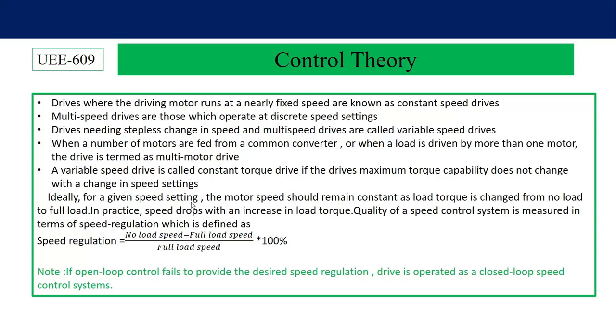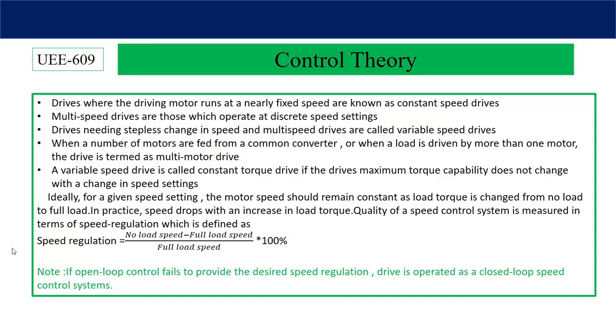Ideally, for a given speed setting, the motor speed should remain constant as load torque is changed from no load to full load, but practically it is not possible. Some drop in speed usually takes place when the motor is fully loaded. The speed drop with an increase in load torque is represented by the speed regulation of the system, and the speed regulation is equal to no load speed minus full load speed, divided by full load speed, into 100%.